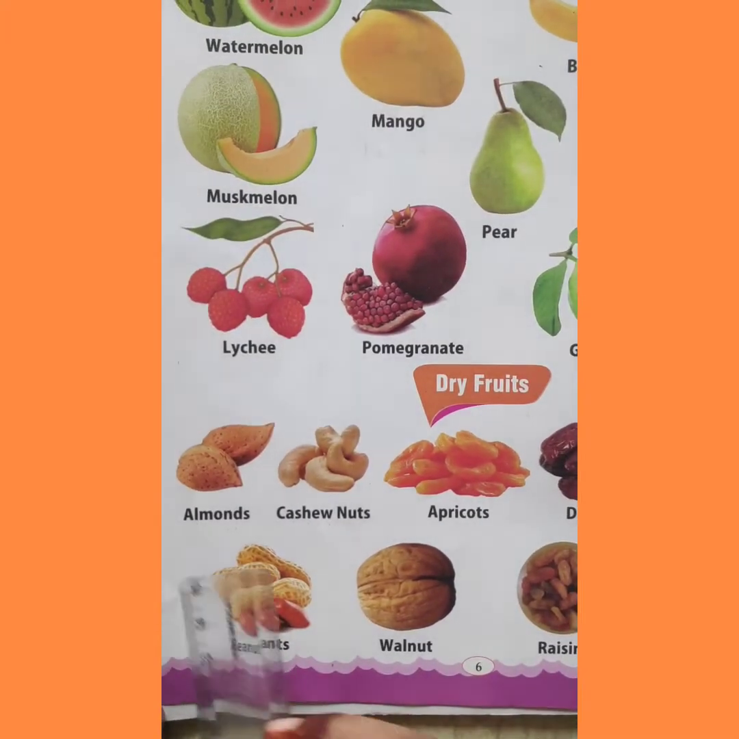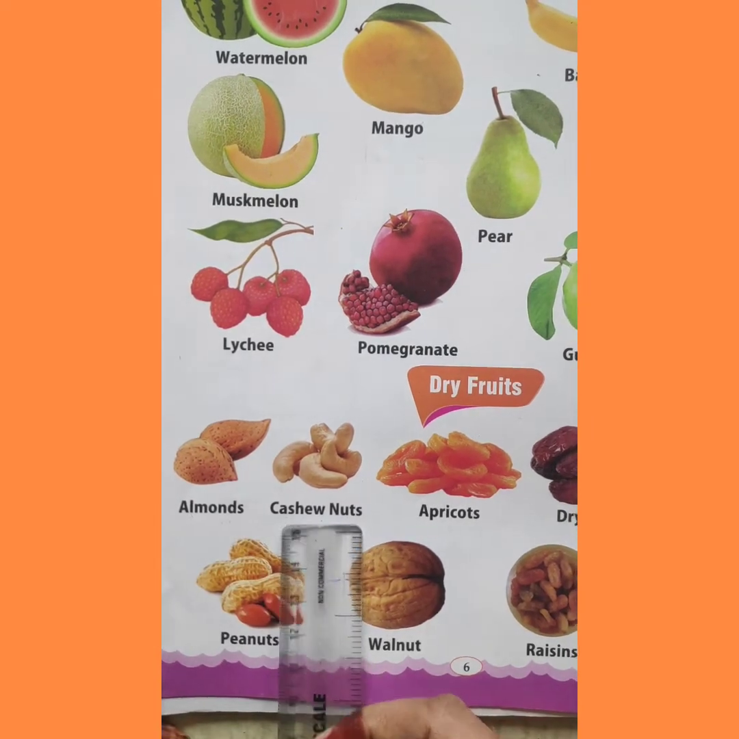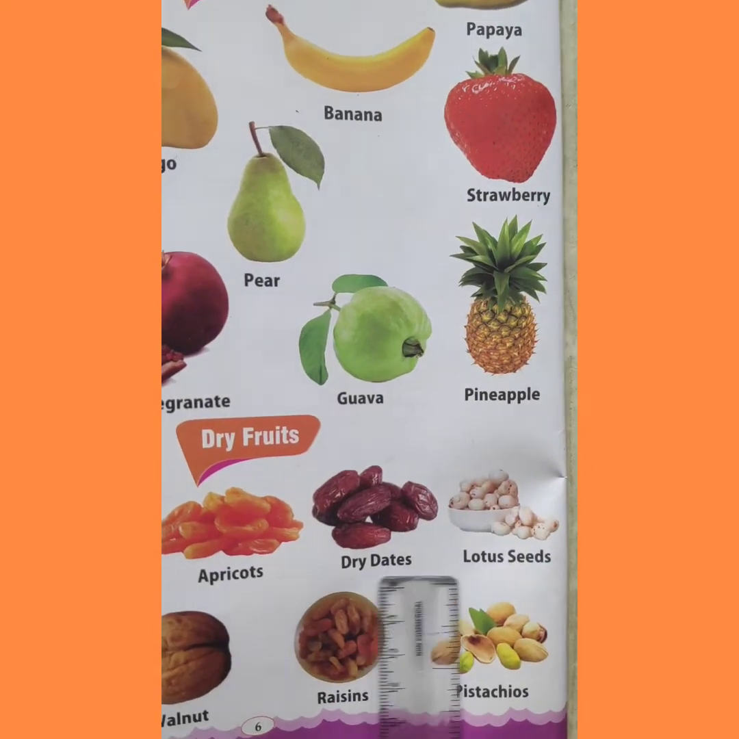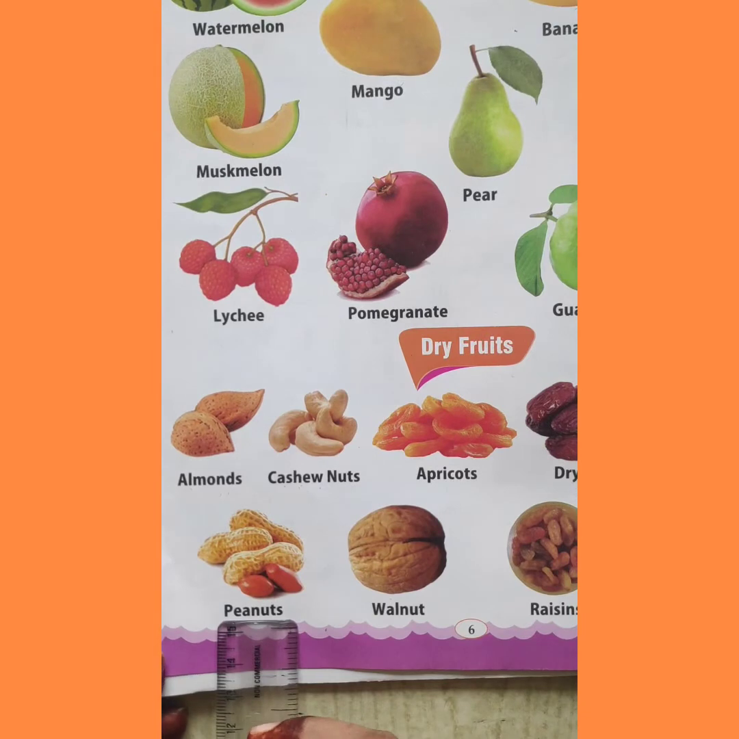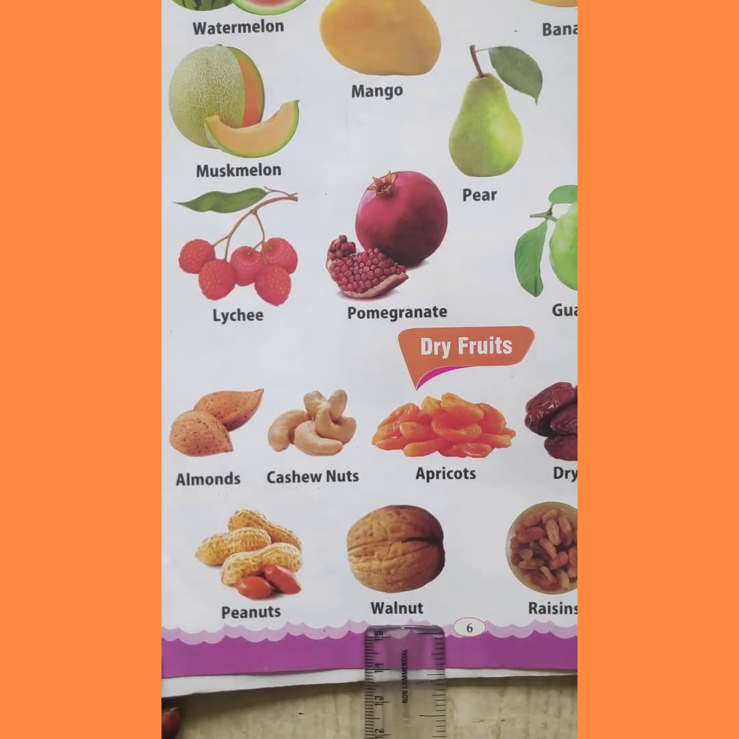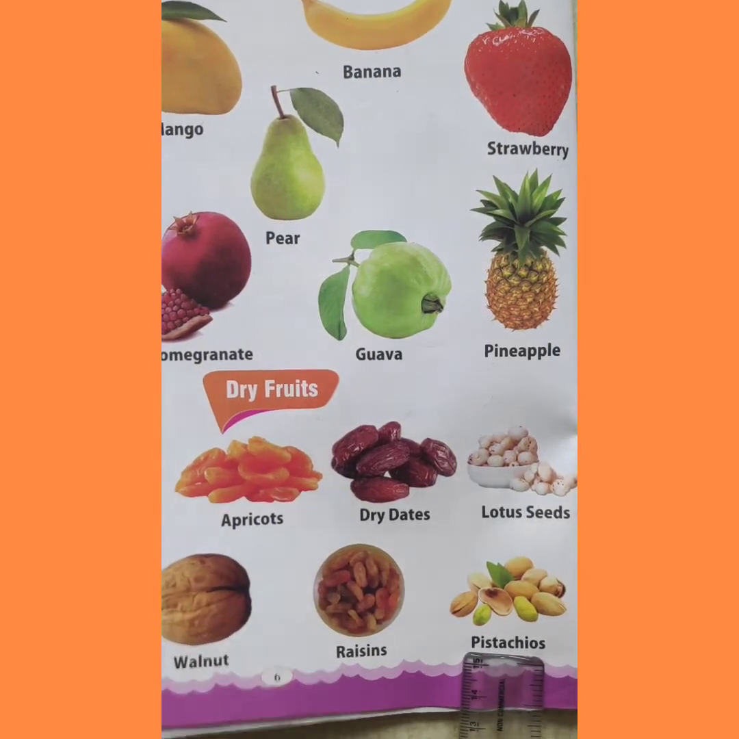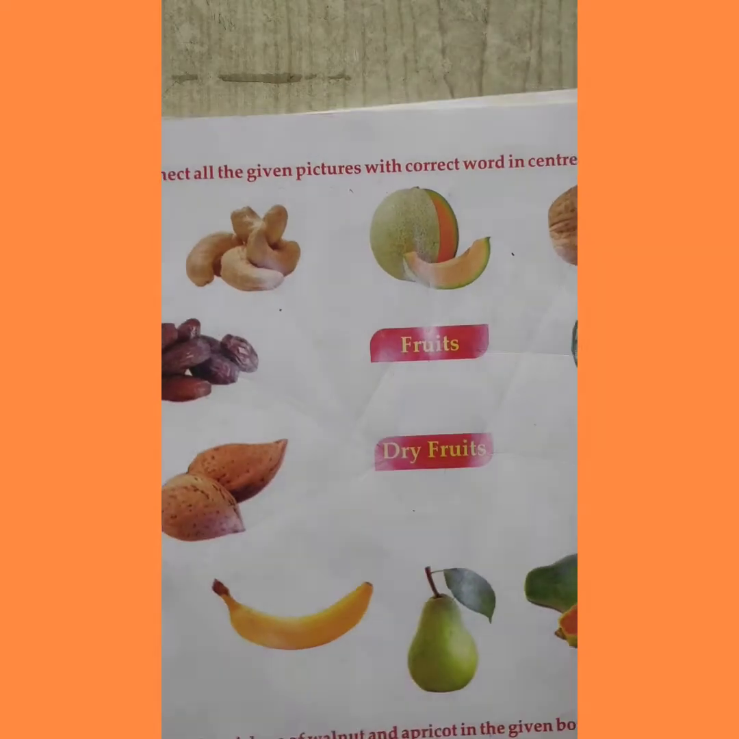Now all of you say once again. Almonds. Cashew nuts. Apricots. Dry dates. Lotus seeds. Peanuts. Walnut. Raisins. Pistachios. Now all of you open page number 7.